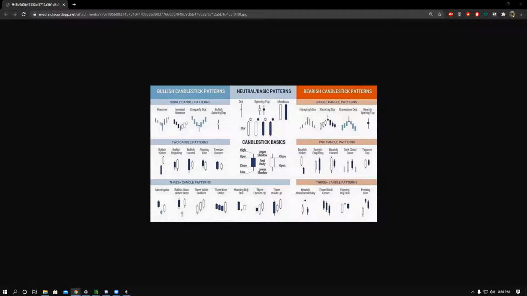You don't have to know all these names. Trust me, you don't have to know what a bullish kicker is. No one talks like this. I'm never going to say to you, "Oh, we have a bearish kicker on the 5 minute." No one's ever going to say that to you. But what is important is to understand what all these mean.